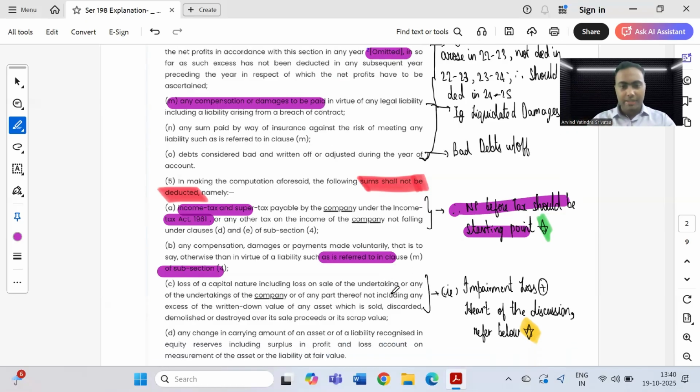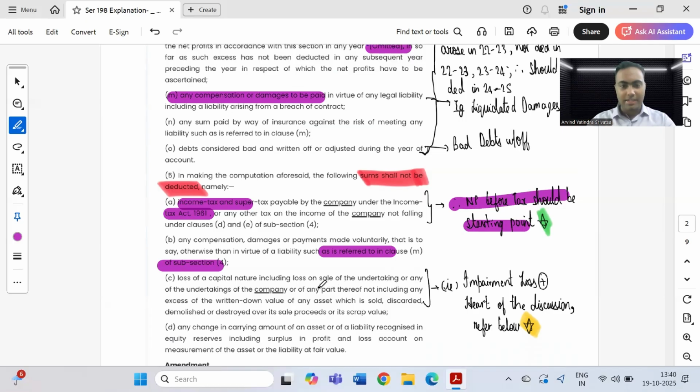Next, loss of capital nature, including loss on sale of undertaking or any of the undertakings of the company or of any part thereof, not including any excess of the written down value of any asset which is sold, discarded, demolished, or destroyed over its sale proceeds or its scrap value. Again, this is connected to your gain point in relation to your assets which we had discussed above. We will be discussing this separately in the next few minutes. And then after we discuss this, if you read this, you will be able to relate to what the section is actually trying to say, right?